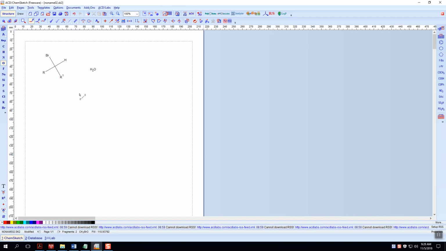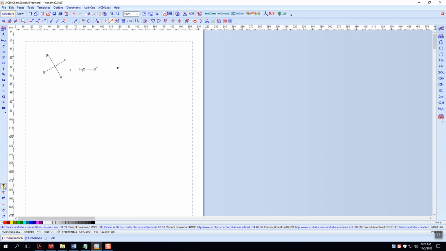So I'm going to draw an oxygen, I'm going to draw a carbon like that, and I'm going to go ahead and put a minus charge on this. To write a plus sign, I click on the T and I put a plus like that. So that gives me my reaction. The next thing that I need is an arrow. So I can use an arrow like that.